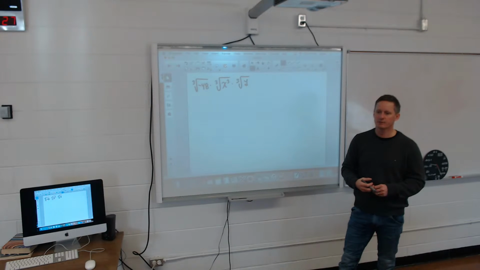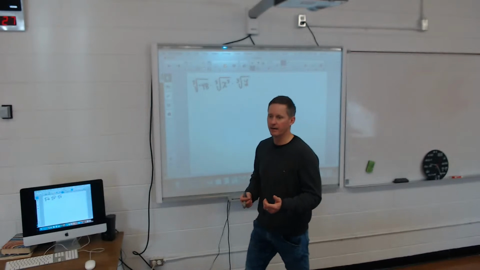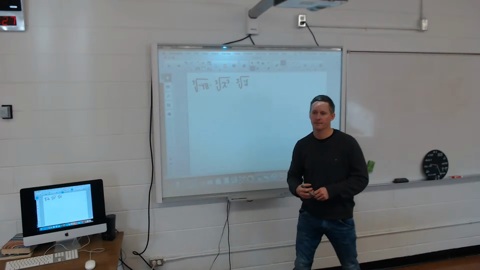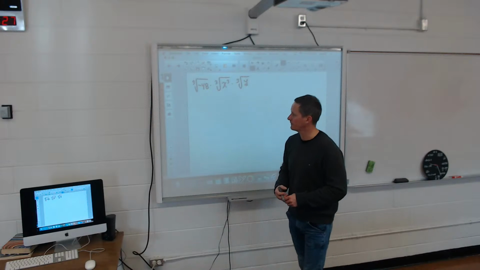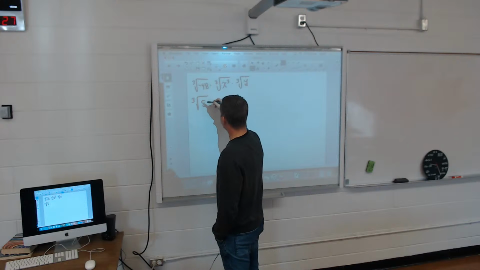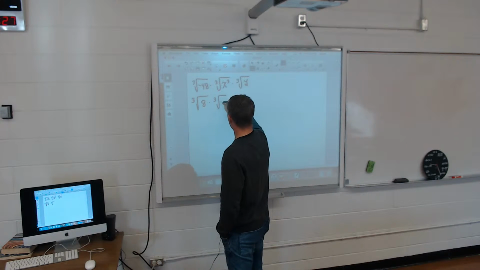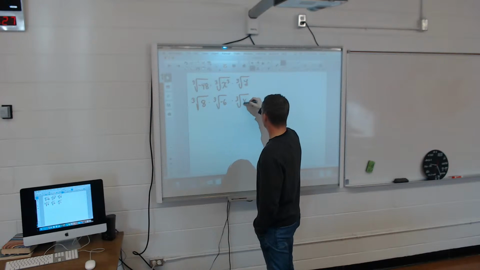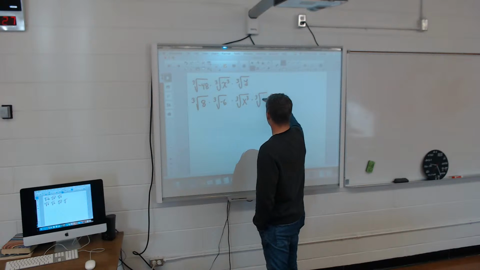Look at your list of cubes that you wrote down. Which one of them divides into 48? 8. 8 does. And what do you times 8 by to get 48? That's 6. That's right. Okay, so here's how this works. I go cube root 8 times cube root negative 6. I'm going to leave the negative on the 6 part. I don't have to, but I'm going to. And I have x cubed, and then I have cube root of y.